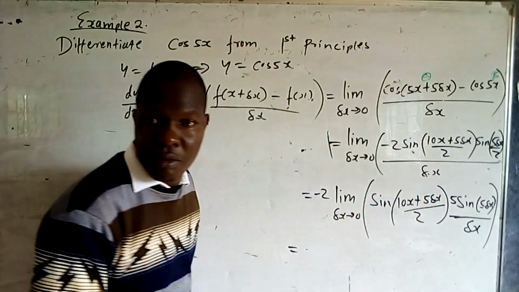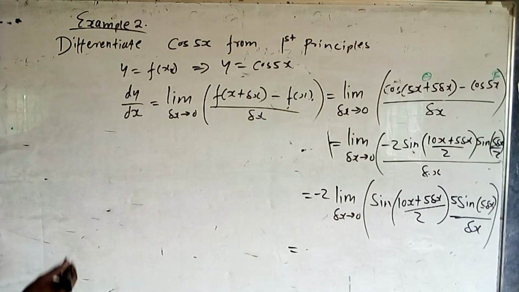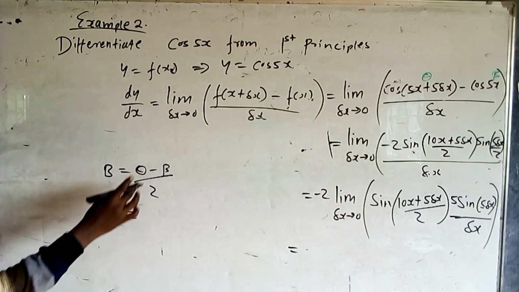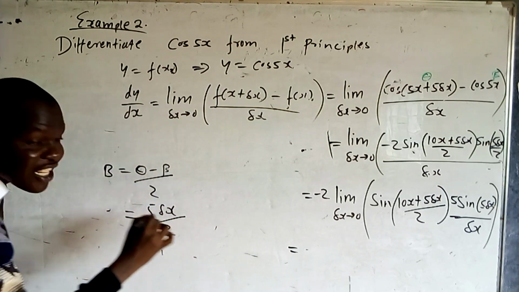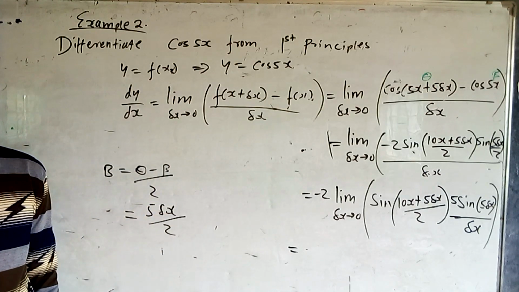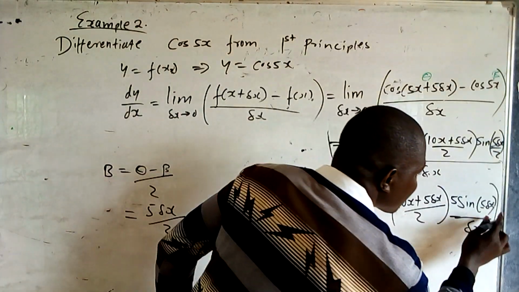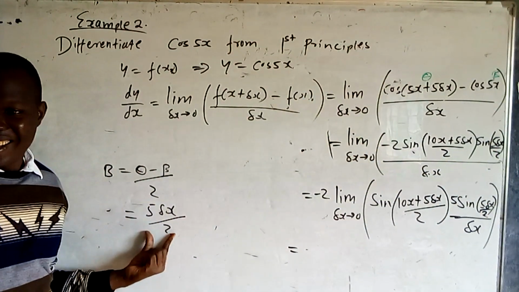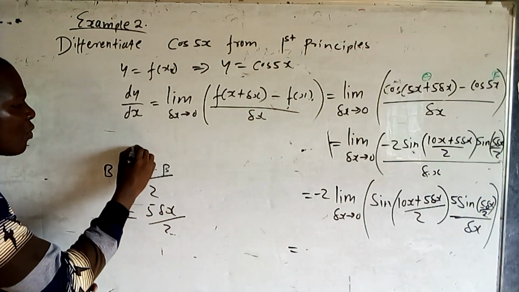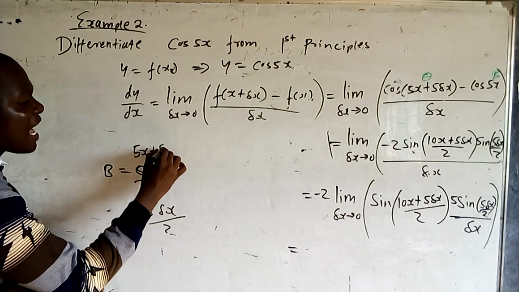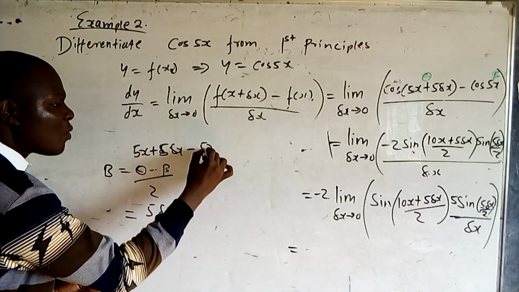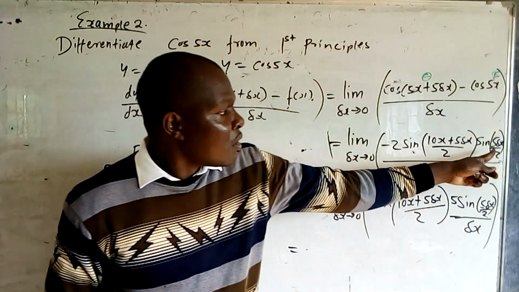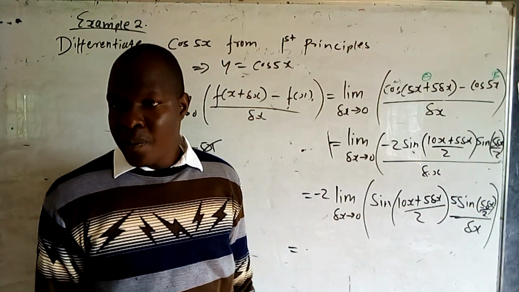It was over 2, because we had b was theta minus beta over 2. So theta minus beta gives us 5 change in x over 2. Are you seeing? Meaning this value was supposed to be 5 change in x over 2. We forgot this, isn't it? It was theta minus beta over 2. Our theta was 5x plus 5 change in x, minus beta, which was 5x, over 2. This goes with this to remain with 5 change in x over 2. Are we together there? Good.